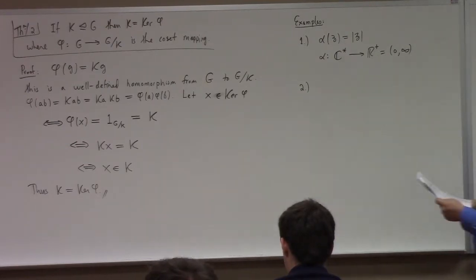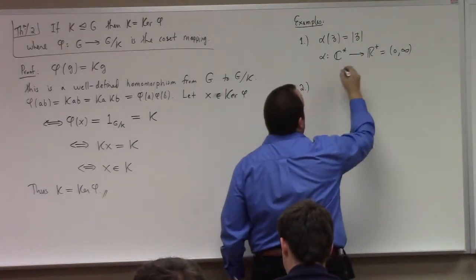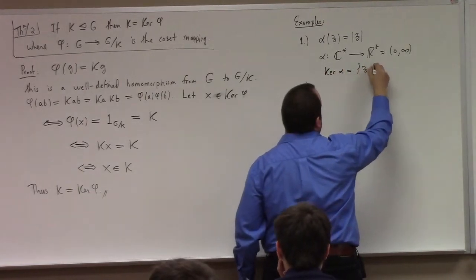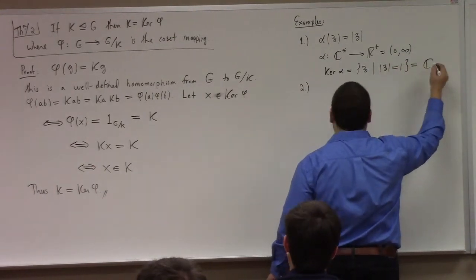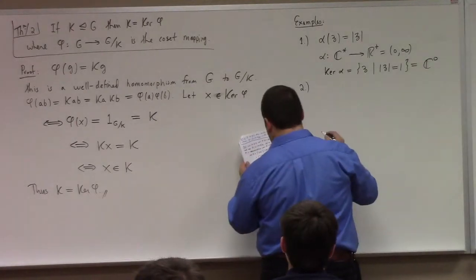So what's the kernel of alpha here? It's z such that the modulus of z is equal to 1. In other words, it's the circle group, which we denote C up for 0.